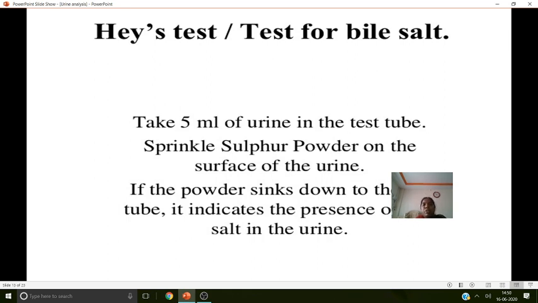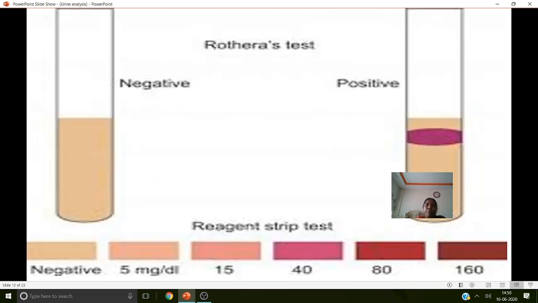So simple. We have to sprinkle the sulfur powder on the surface of the urine. If the powder sinks down the test tube, it indicates the presence of bile salt in the urine.